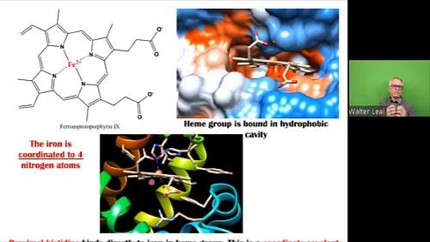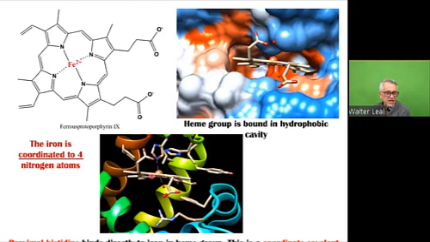So as we look inside this particular picture, we are going to see here the proximal histidine that's linked. The icon for the proximal histidine is that there is a bond associated with the iron. There's a coordinate covalent bond.